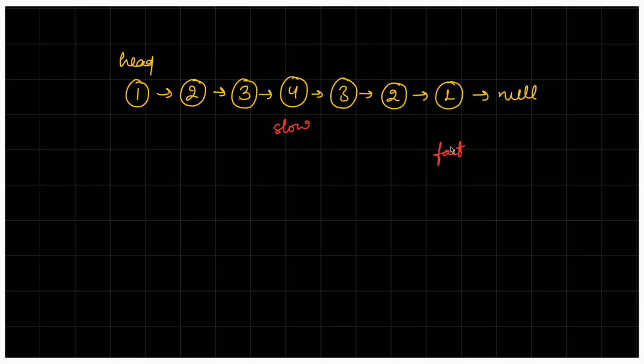At this point, you will not move forward because fast.next is null, so you cannot go fast.next.next. You cannot go two steps ahead, right? So you will stop at this point.